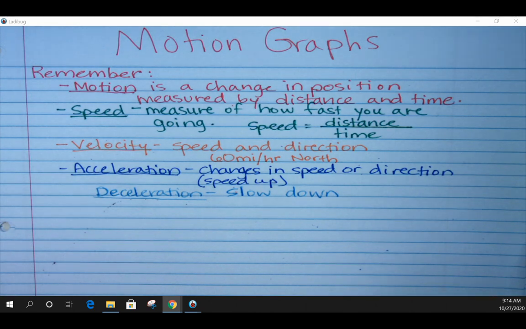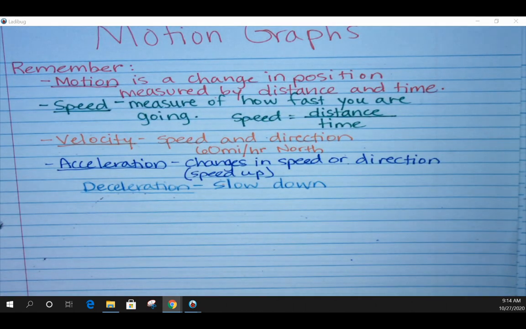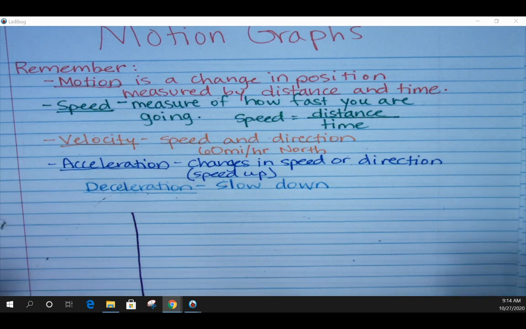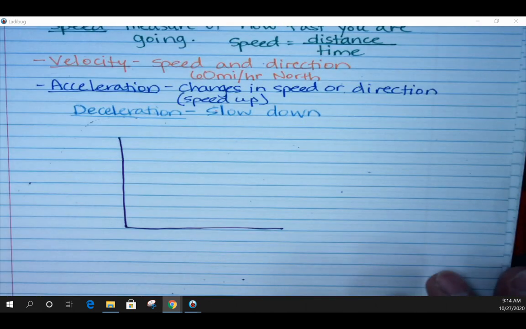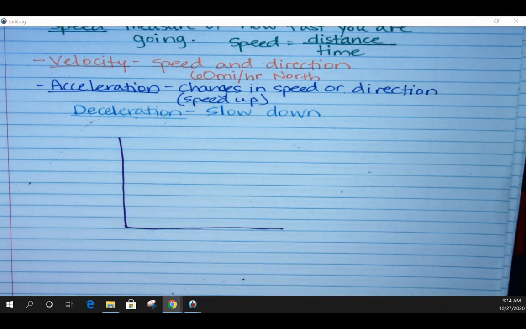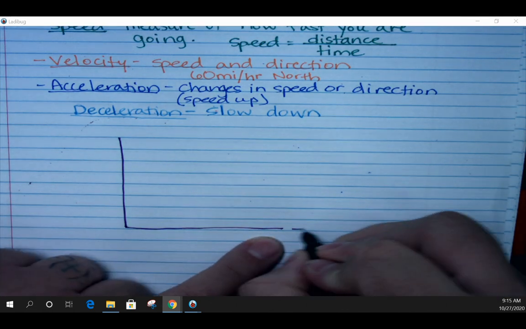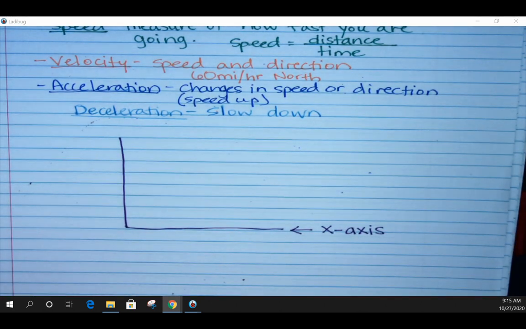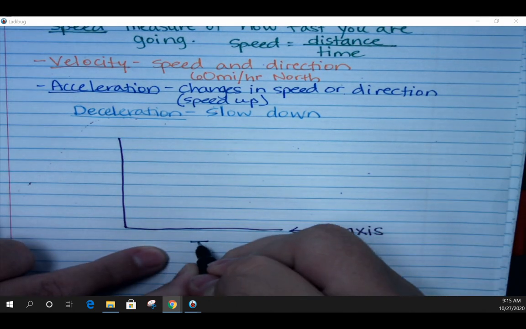Okay, so let's talk about how we plot it actually on the graph. I'm going to go with purple for a minute. If you draw simply an angle, a 90-degree angle, this is the x-axis, and we learned about this in math already. The x-axis tells us the time.